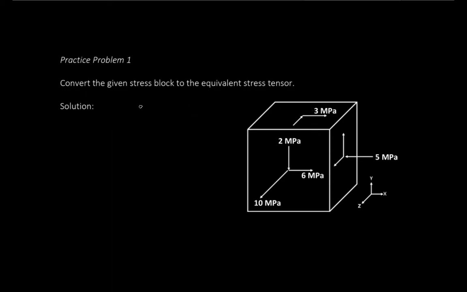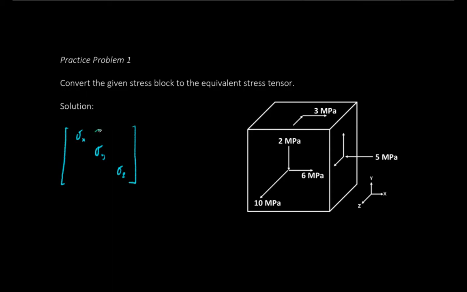Okay, so let's begin with practice problem number one. This is a fairly simple problem. You just need to convert the given stress block into an equivalent stress tensor. Remember that the stress tensor is a square matrix wherein the diagonals are made up of the normal stress values, which are sigma x or sigma xx, then sigma y, and then sigma z. For the other positions, it is comprised of the shear stress values.